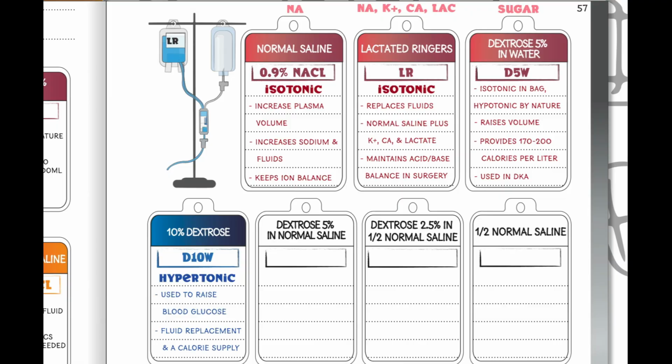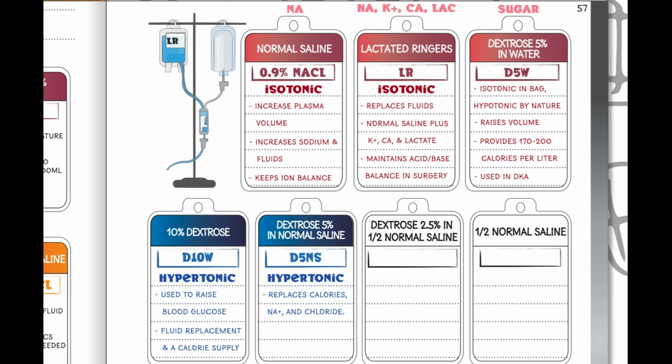That D5W was going to be that 170 to 200 calories, and now this one is 340 calories. Okay, so we covered our D5W, dextrose in water, and our D10W, dextrose in water. So now we have our dextrose 5% in normal saline. So we are saying that we have our 5 grams per 100 mLs in our sodium chloride. The abbreviation for this is going to be our D5NS. And if you guessed it, this is a hypertonic solution.